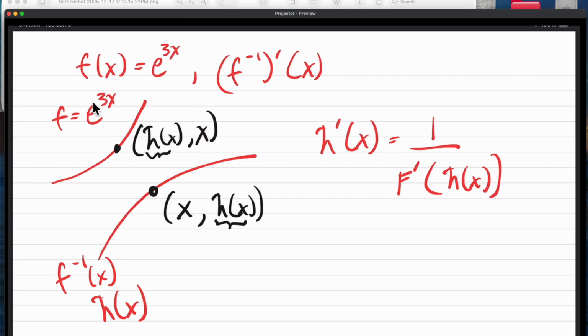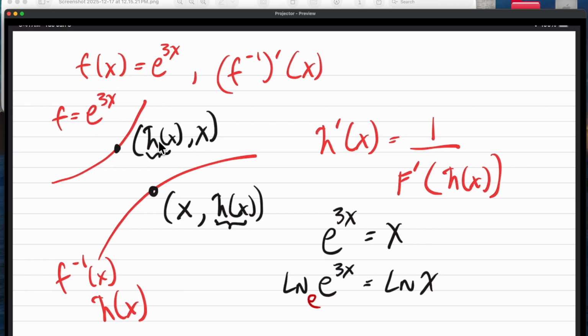All right, so that means we need to find what input value into f would result in that output value. So we're going to say e to the 3x equals x. And we're going to find the input value of x that we're going to put right here. Okay, so let's take the natural log of both sides. Since this is the base e, when the base of the log matches the base of the argument, we can cancel and we're left with the exponent. So we have 3x equals ln of x, so x equals ln of x over 3.